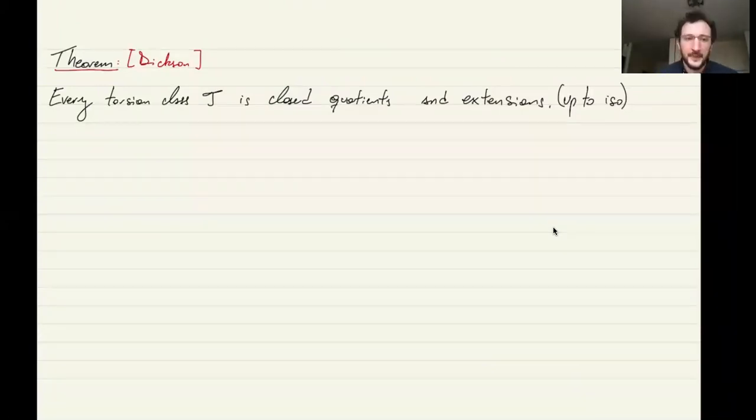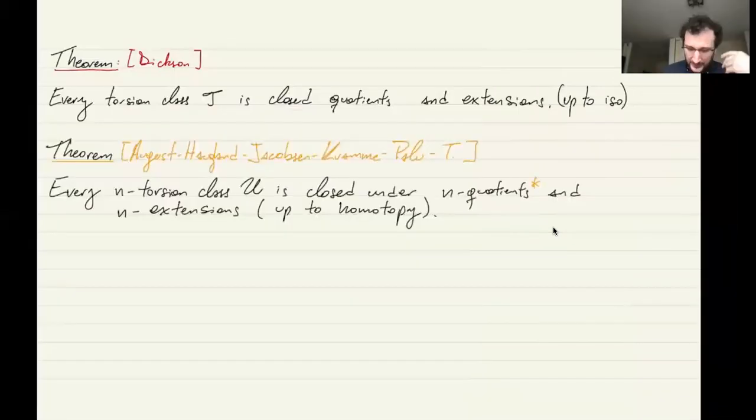For instance, it is well known that any torsion class is closed under quotients and extensions up to isomorphism, right? And even if we ask ourselves what happens if T was functorially finite, we were able to generalize some results, and we were able to show that if we have an n-torsion class, then it's closed under n-quotients and n-extensions up to homotopy.